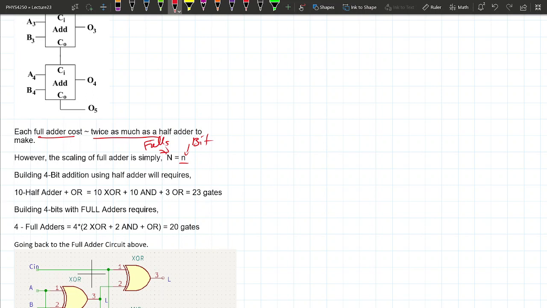So for example, if you're doing 4-bit plus 4-bit addition with half adders, it's going to take 10 half adders, because it's going to be 16 minus some numbers. We did this calculation, and in total that's going to take about 23 gates. If you're doing the same thing with full adders, it's only going to take you 20 gates. So 3 bits is actually more efficient to do with half adders. 4 bits is when it breaks over to full adders being better already.